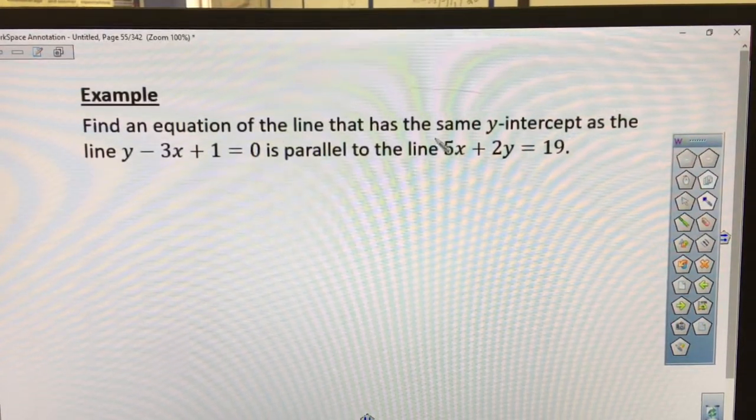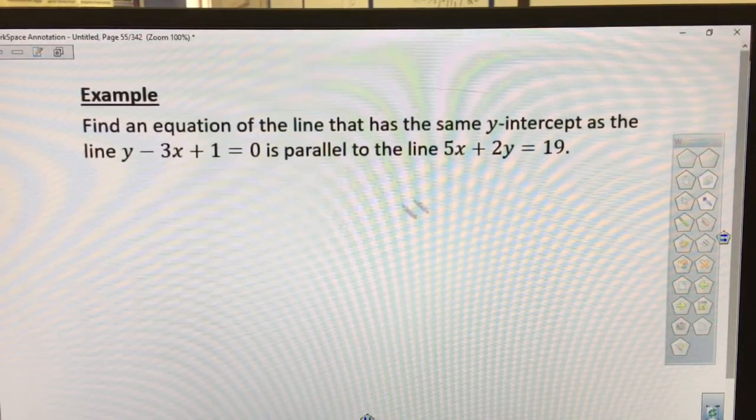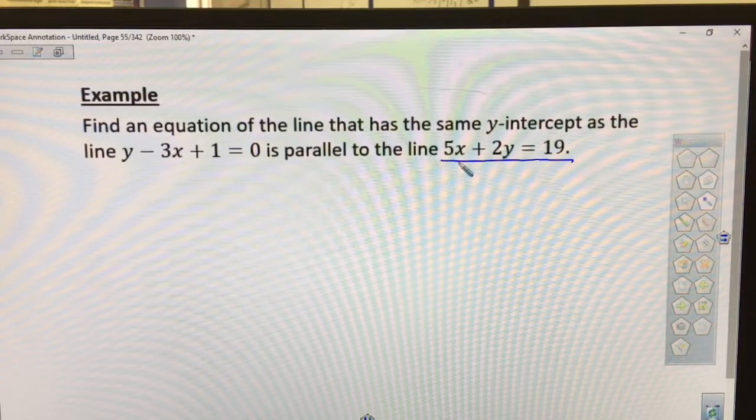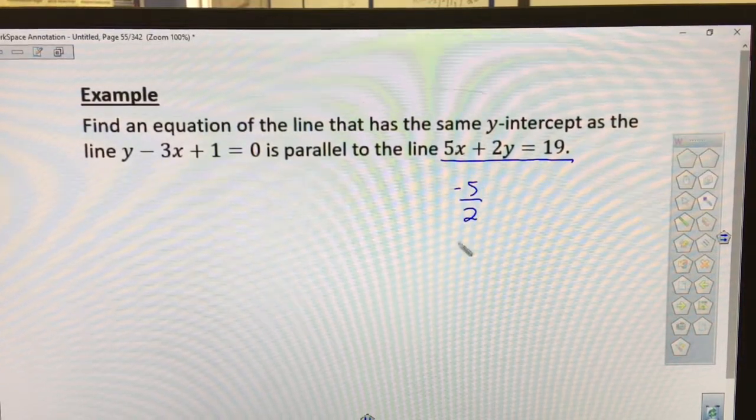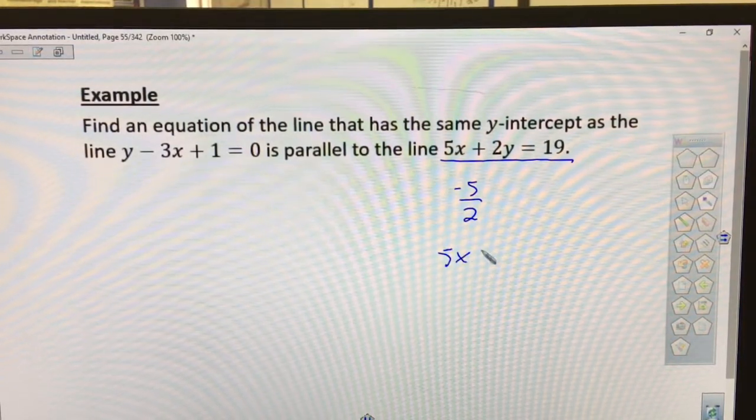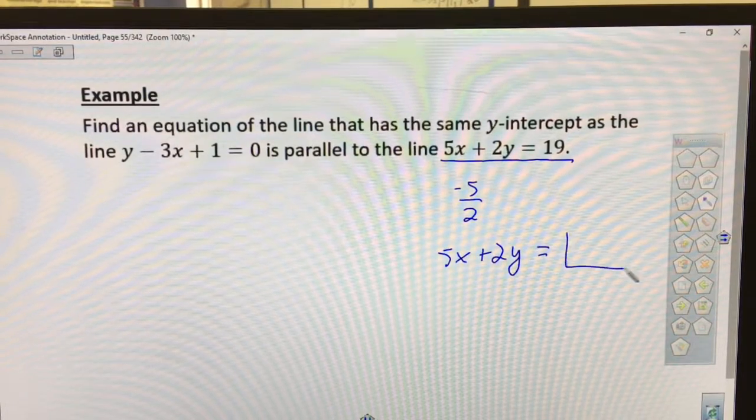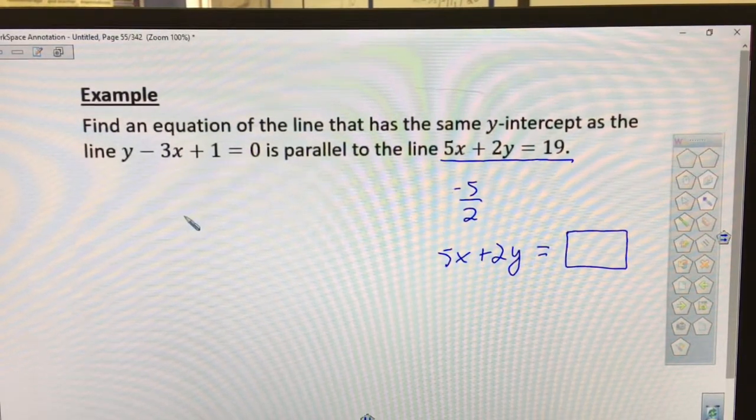Write the equation of the line with the same y-intercept as this line, parallel to this line. So because it's parallel to this line, this slope is negative 5 over 2, or I can just rewrite it as 5x plus 2y equals some number. Now to figure that out, I got to rewrite this in y equals mx plus b format.